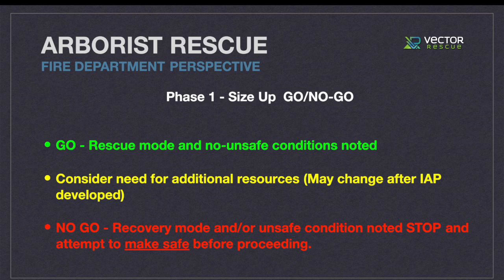Do we have a viable victim and no unsafe conditions, but we need additional resources before we can start rescue? This might change after we develop an incident action plan. Or is this a no-go right now, either because it's a recovery or an unsafe condition? Can we stop and attempt to make safe before proceeding? It's going to be one of those three things. Yes, we can do this. No, we can't. Or maybe if we get more help here. And the earlier you figure this out, the better off you'll be.